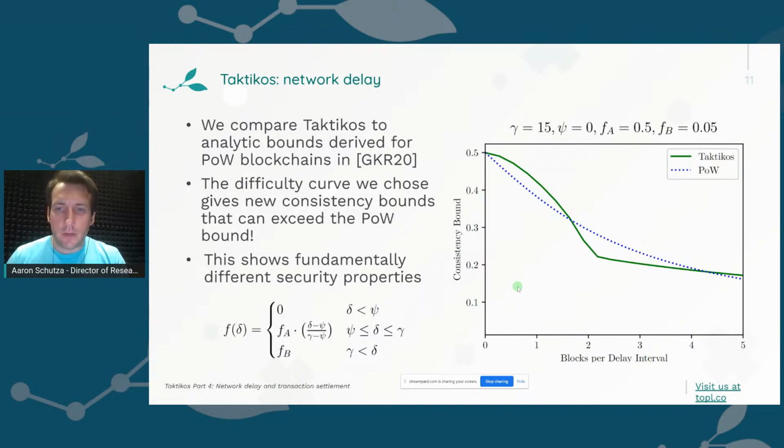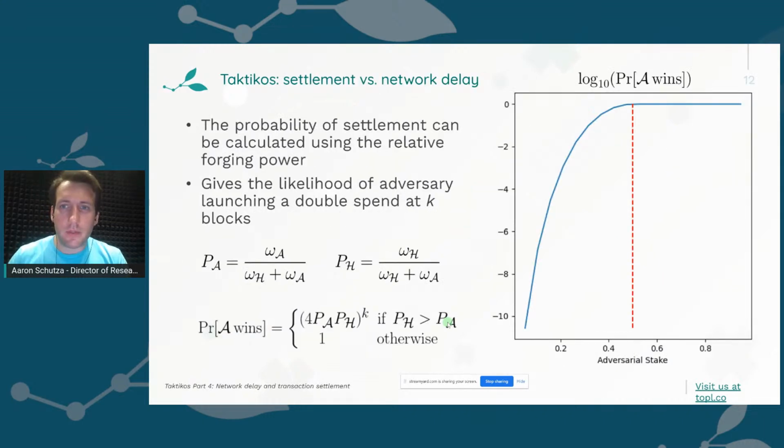And this, in turn, is due to the new distribution of time intervals that we get from the staking procedure of Taktikos. So with these rates of chain growth and these consistency bound results, we can understand the probability of settlement violation. And the probability of settlement can be calculated with a simple scaling law. Here we're numerically estimating it, but I'm including this because we're calculating it in the live demo. We're going to be dynamically calculating the probability of settlement violation using this relative forging power model.